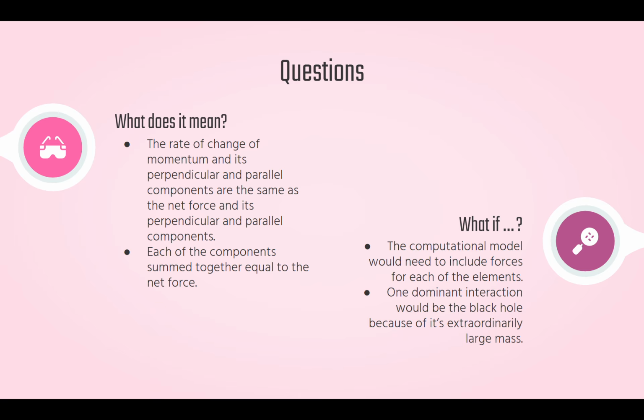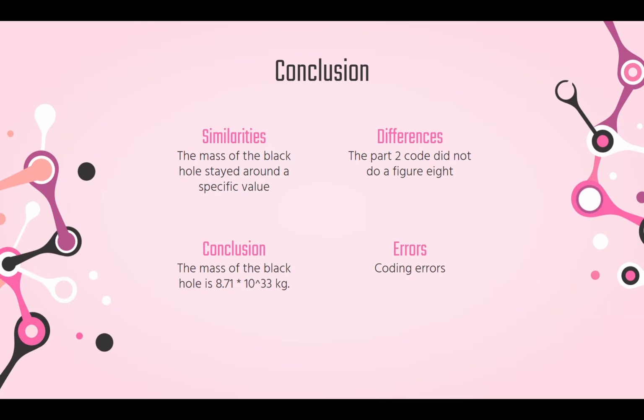So what does this mean? The rate of change of momentum and its perpendicular and parallel components are the same as the net force and its perpendicular and parallel components, and each of the components summed together equal the net force. For the what-if question, the computational model would need to include forces for each of the elements. One dominant interaction with the black hole because of its extraordinarily large mass relative to the other components in the system.